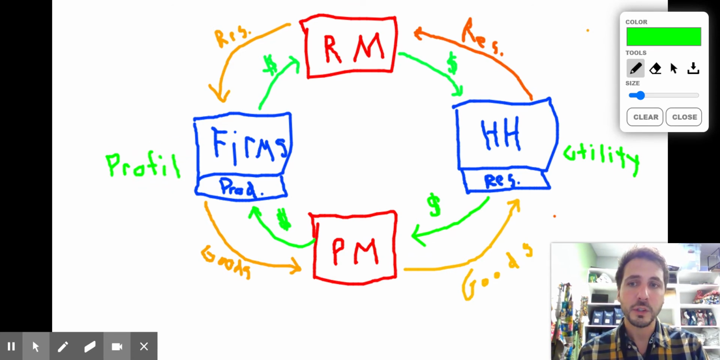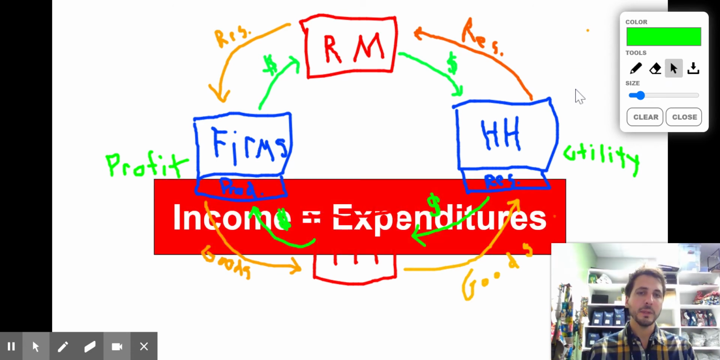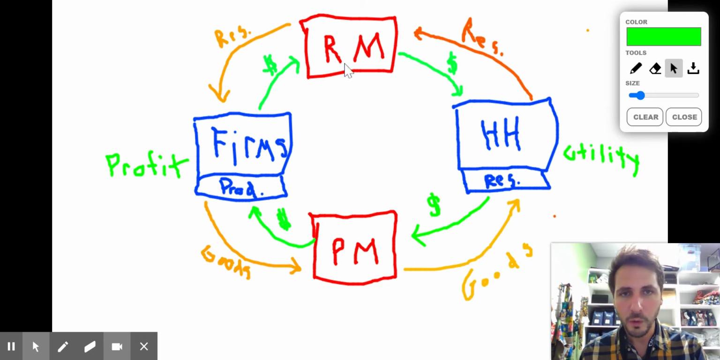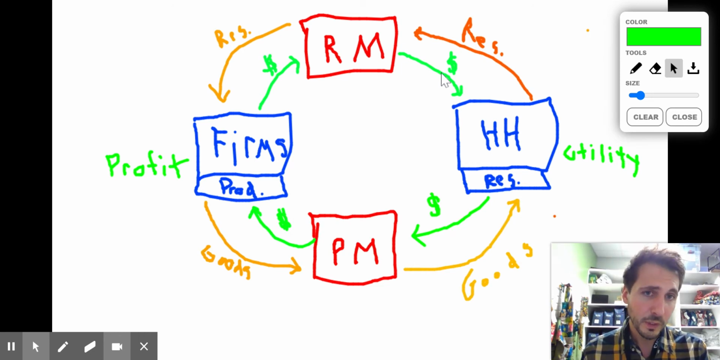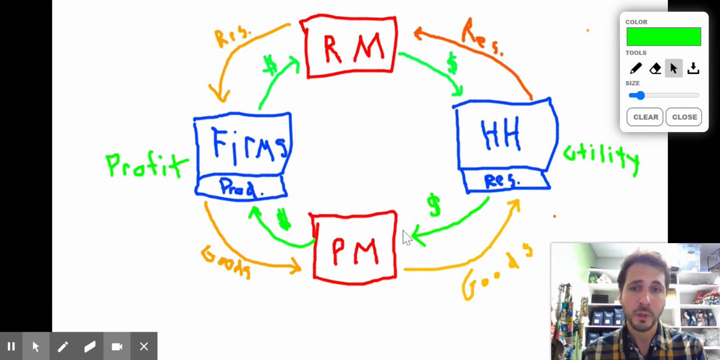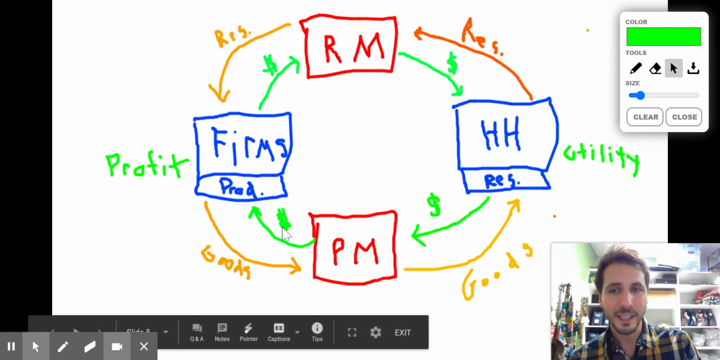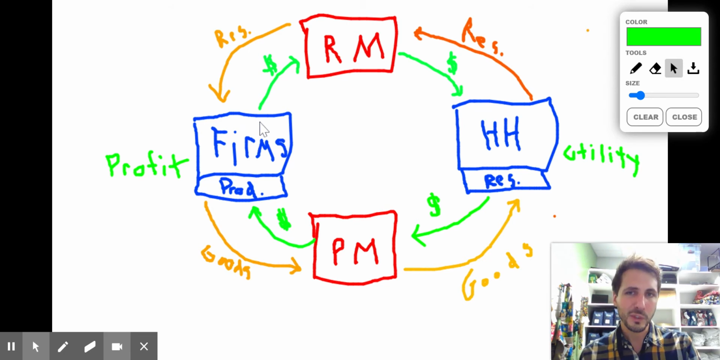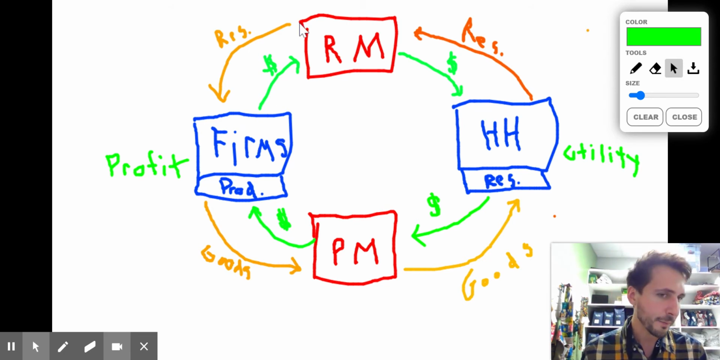As a result of this circular flow, we will find that income equals expenditures. All the money that comes in as income for households is going to be equal to the expenditures in the product market. All the money that comes in as income to the firms is going to be equal to the expenditures in the resource market. That's in a perfect flow.